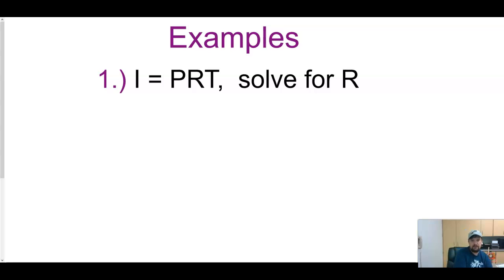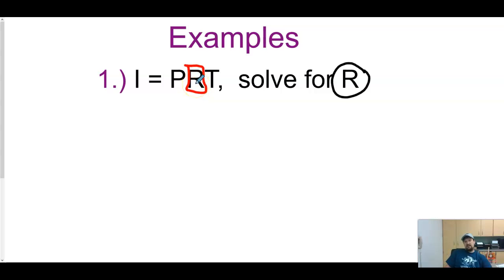So here we have the formula for simple interest. I equals PRT. And we want to solve for R in this case. Okay, so we're trying to isolate this R right here. Alright, so I equals PRT. Is there any simplifying we can do? That does not look like there is.